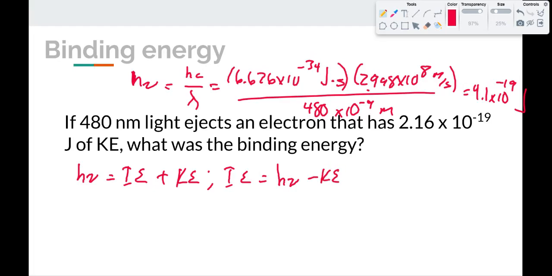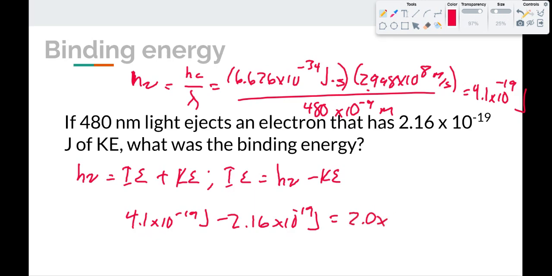minus the kinetic energy. So the energy of the photon is 4.1 times 10 to the negative 19 joules. And we're subtracting from that the kinetic energy, which was 2.16 times 10 to the negative 19th joules. And that's going to give us 2.0 times 10 to the negative 19th joules. So that's the binding energy, or the ionization energy, of that particular electron.